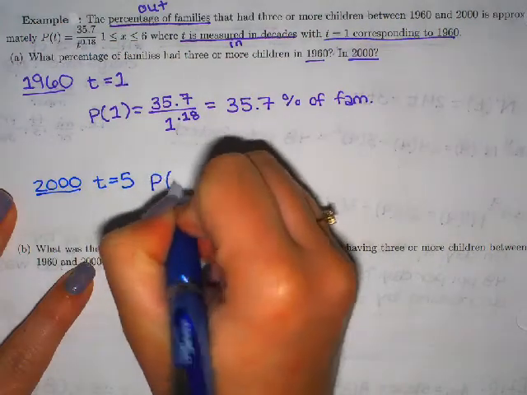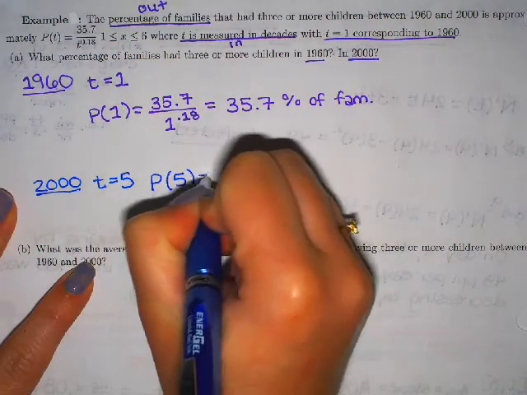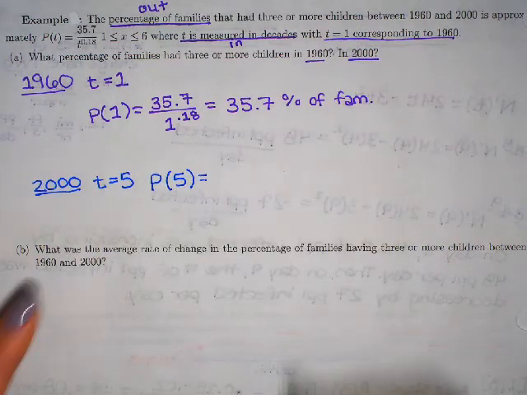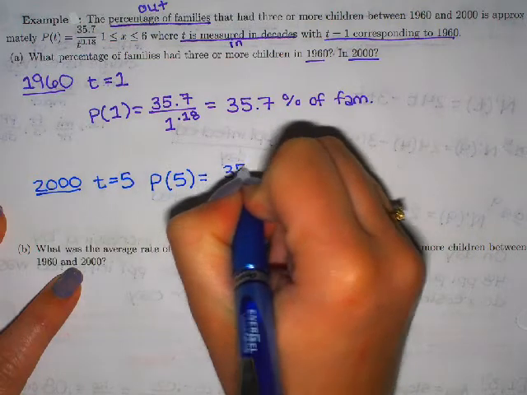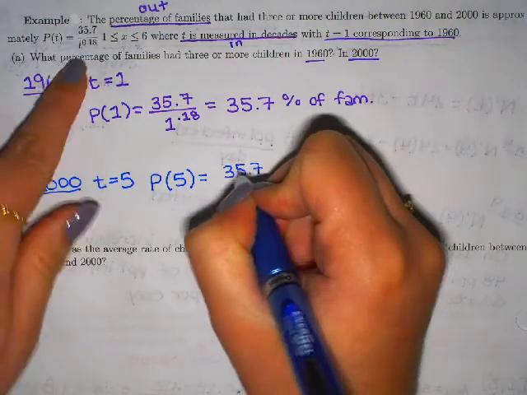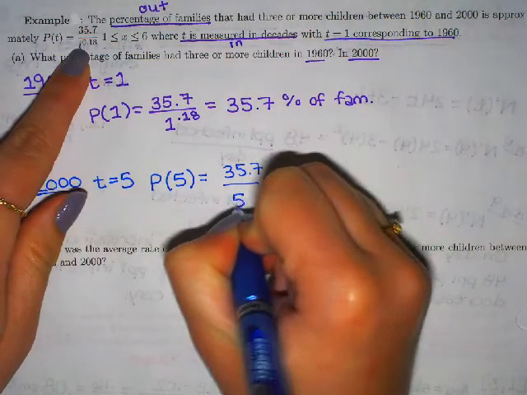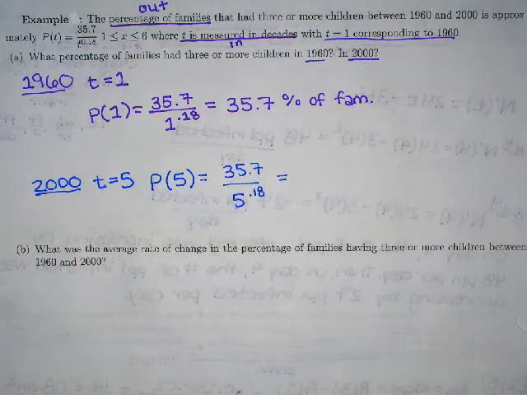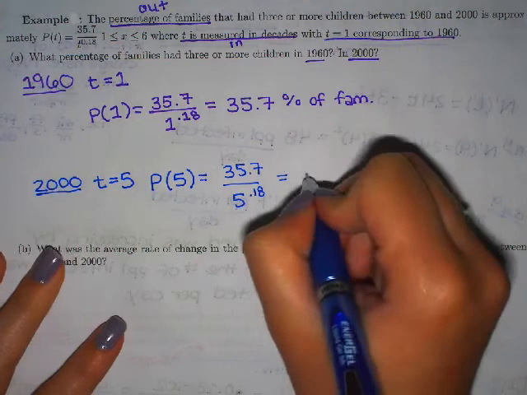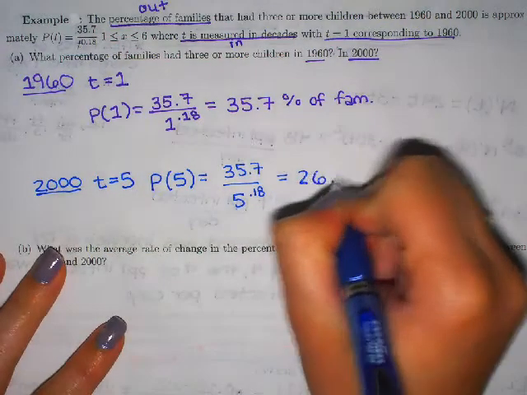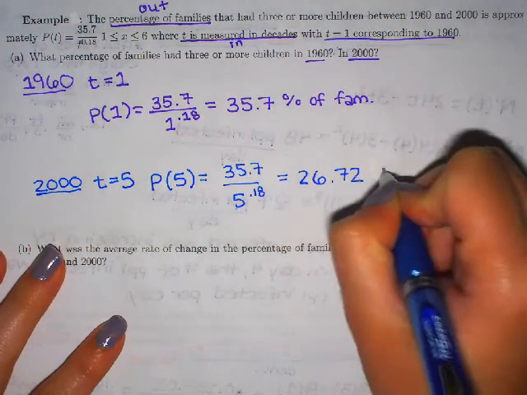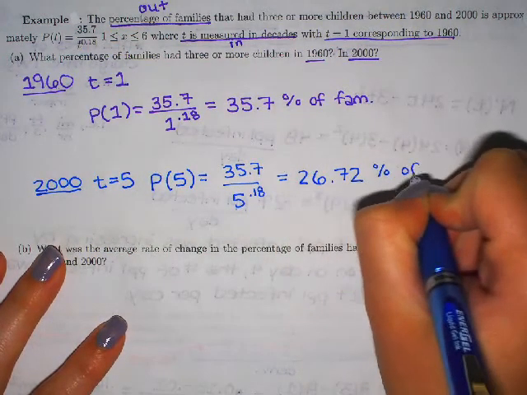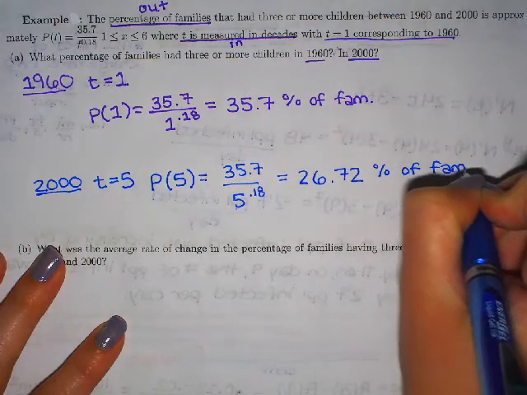What do you think is going to happen in 2000? Let's see here. P of 5 is going to be 35.7. Then I'm replacing that T with a 5 to the 0.18. 35.7 divided by 5 to the 0.18, you should get 26.72% of families.